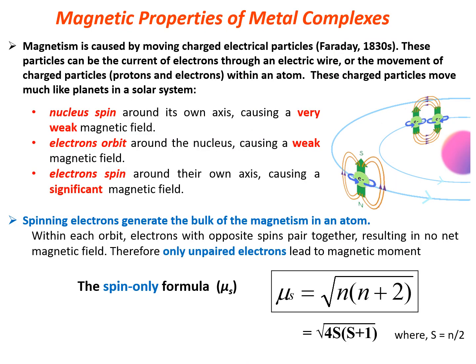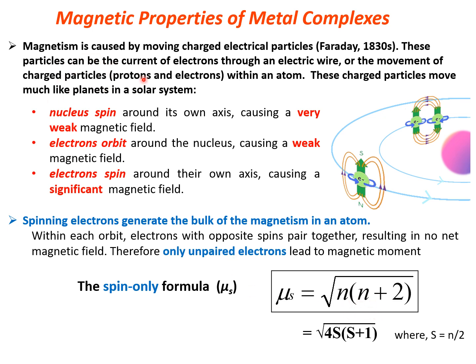Next we will see magnetic properties of metal complexes. So we have to remember this formula, the spin only formula, mu effective or mu s is equal to square root of n into n plus 2, where n is the number of unpaired electrons.